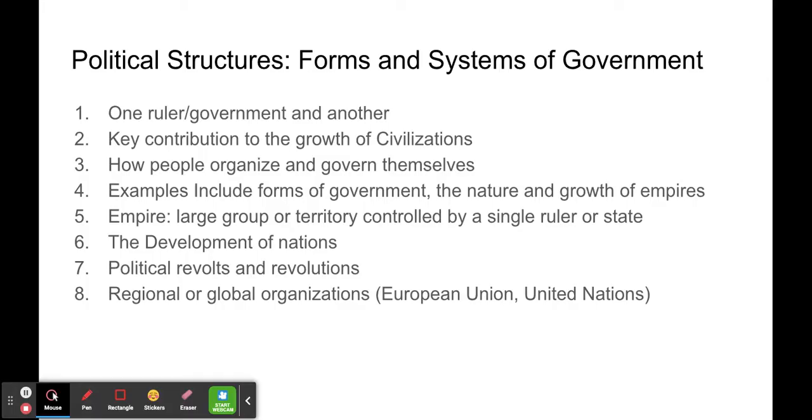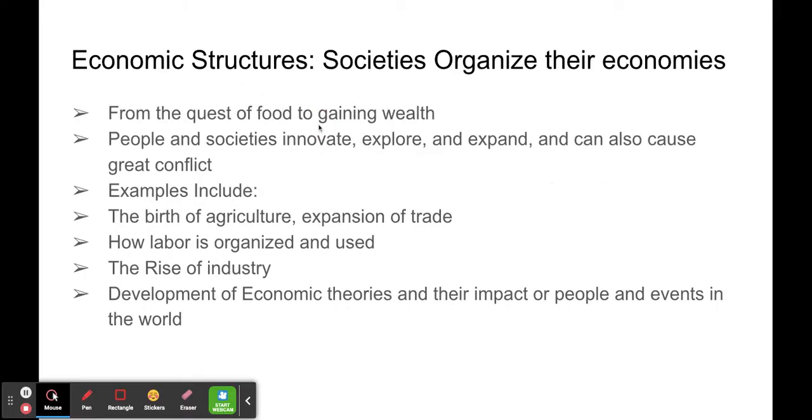And an empire is a large group of territory controlled by a single ruler or state. The Roman Empire, huge example. The development of nations, political revolts and revolutions, such as our revolution, regional and global organizations, such as the EU or UN, European Union, United Nations.